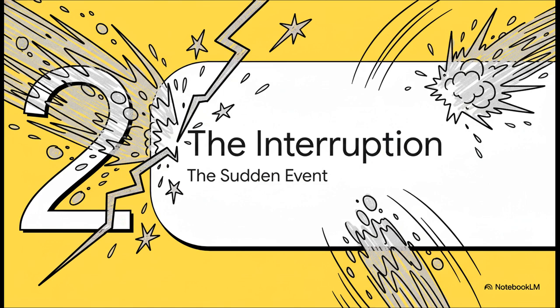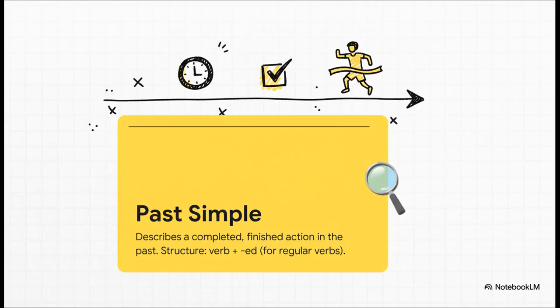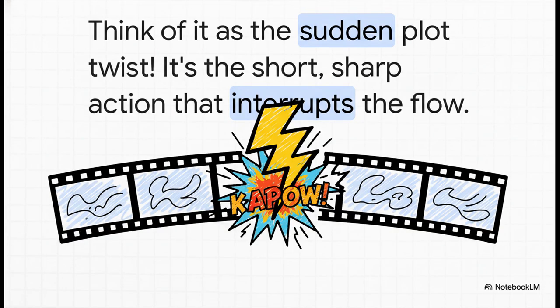Well, it's the interruption, that sudden, unexpected thing that just crashes the party. And for that party crasher, we use the past simple. This is your go-to for short, finished actions. It's like a quick snapshot. Boom, it happened, it's done. This is your standard past tense, usually that good old verb with ed at the end. So, if the past continuous is that long movie scene, the past simple, well, that's the jump scare, or the plot twist. It's that short, sharp action that just cuts right through everything else, and that contrast is absolutely key.